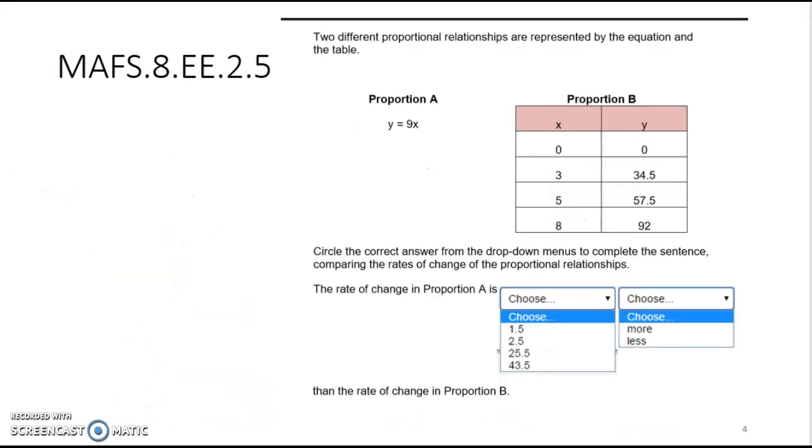All right, so last one for this video. Let's go ahead and look at two different proportional relationships represented by the equation and the table. So proportion A, they give me y equals 9x. Proportion B, I'm actually going to need to use the table to find that rate of change.